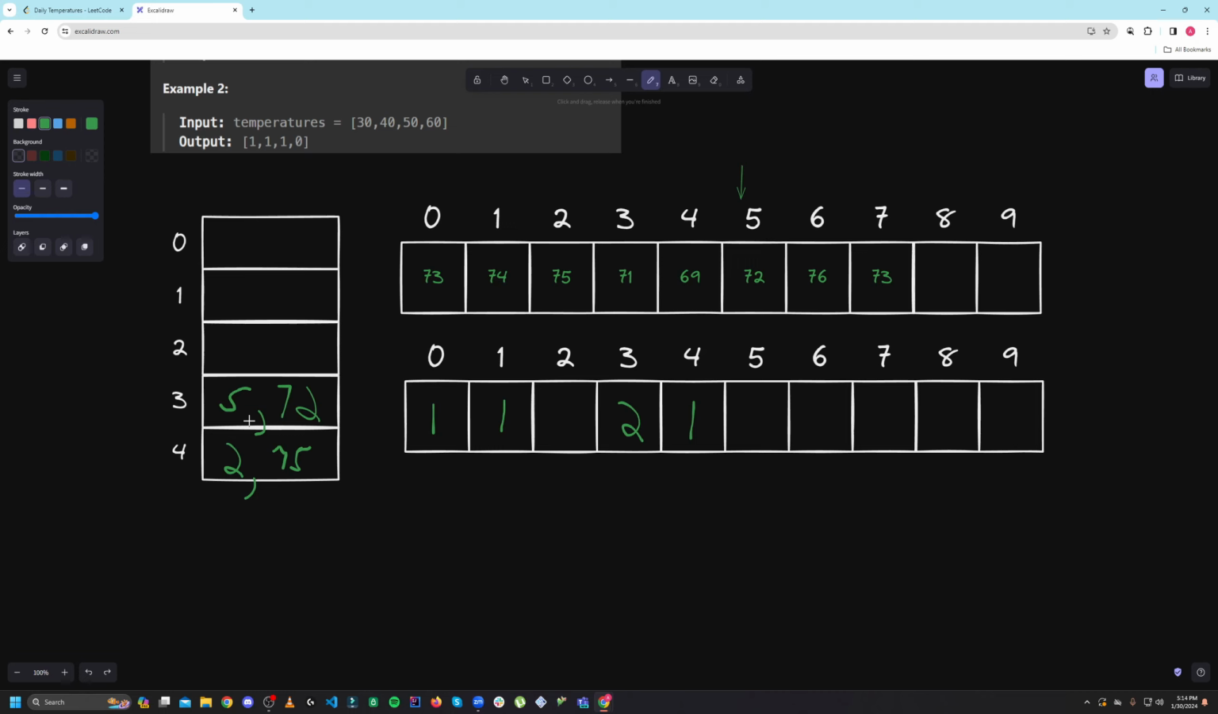So next, we are going to go to 76. Is 76 bigger than 72? Yes, it is. So for 72, that was index 5, and this is index 6, so one index difference. So we're going to put a 1 here and get rid of 72.